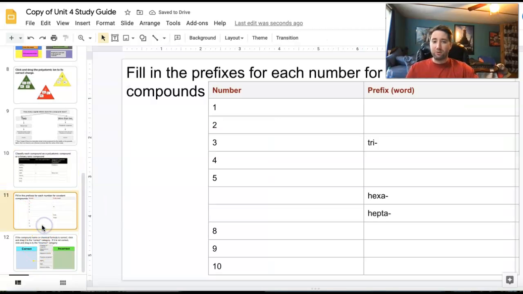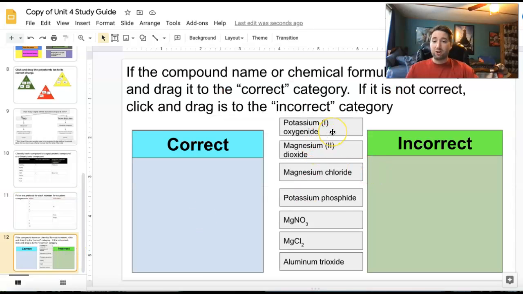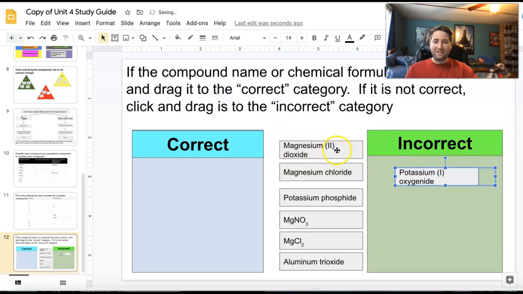Alright, and you can do this one. This is where you just have to fill in the prefixes. This one here, you have to determine whether or not it's correct or incorrect. And I'm really running out of time here, and I try to keep this under 12 minutes. So like oxygenide is most likely wrong. Magnesium 2 dioxide, also wrong. Well, I'm out of time.